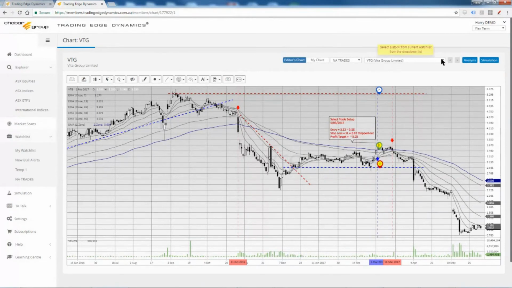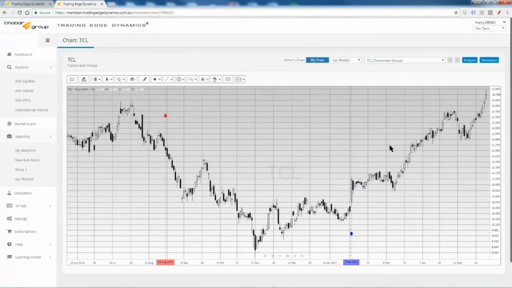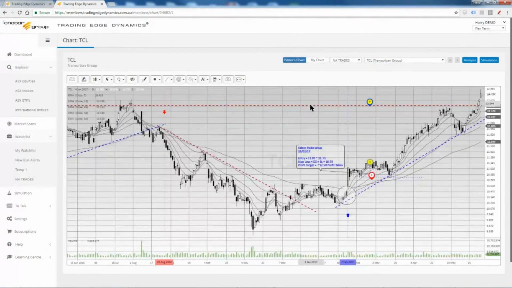Let's look at some other stocks in this group that are no longer active, and then we'll look at some active trades. Okay, so we can look at Transurban, the road toll people. This looks like a bit of a better story. We'll look at the editor's charts, and I should explain what those markers mean as well. E is for entry, S for stop loss, and P for profit taking. The fact that you have a yellow inner part means that it has triggered, where the white part has not triggered as yet.